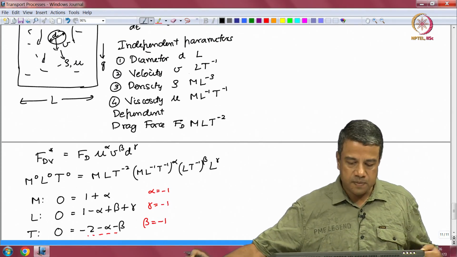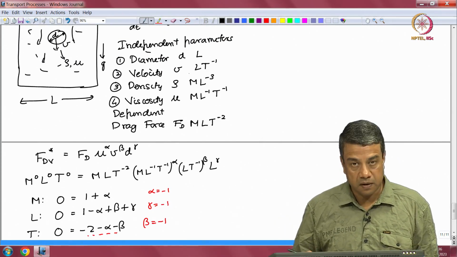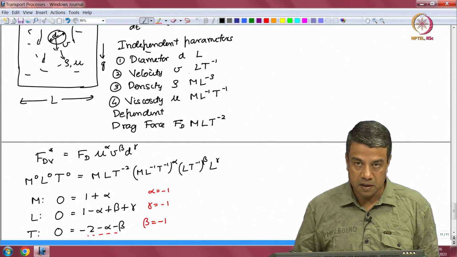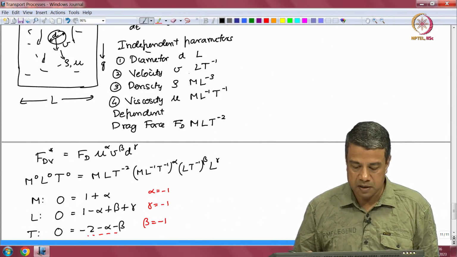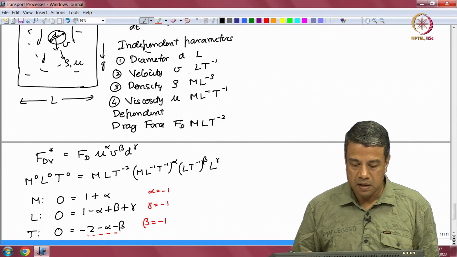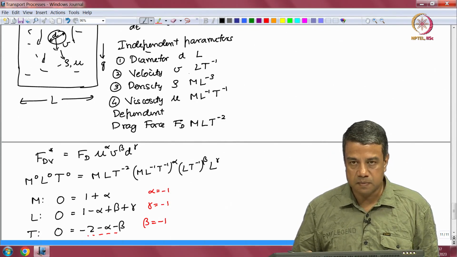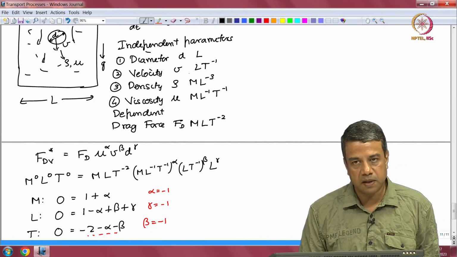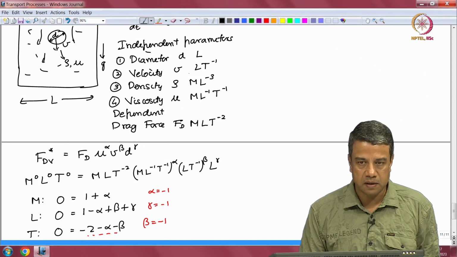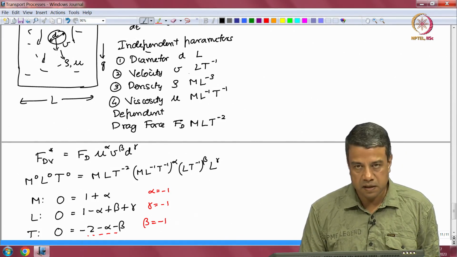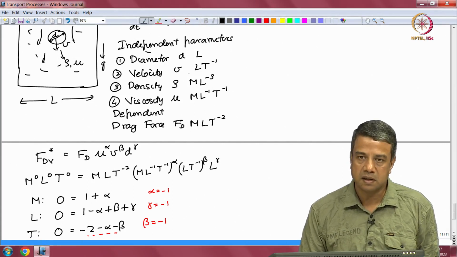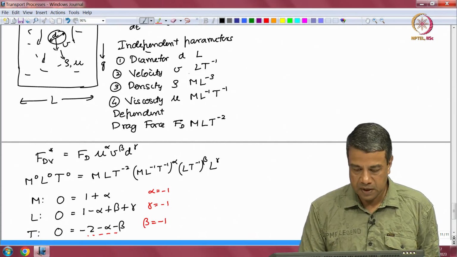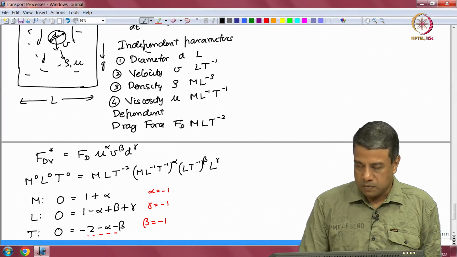So, in this problem, recall that I had 4 independent dimensional parameters and 1 dependent. These involve 3 dimensions: mass, length and time. Therefore, I should have 1 independent parameter and 1 dependent. Total 5 quantities, 3 dimensions, 2 dimensionless groups, 1 is independent, the other is dependent. What is the independent dimensionless group?